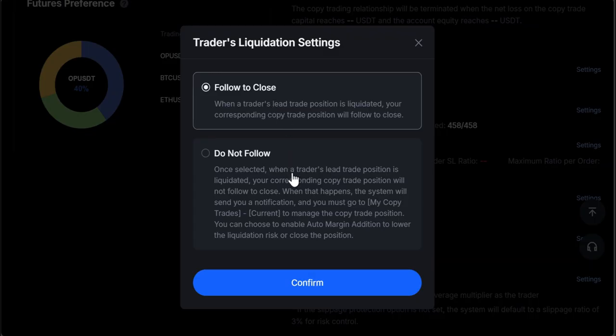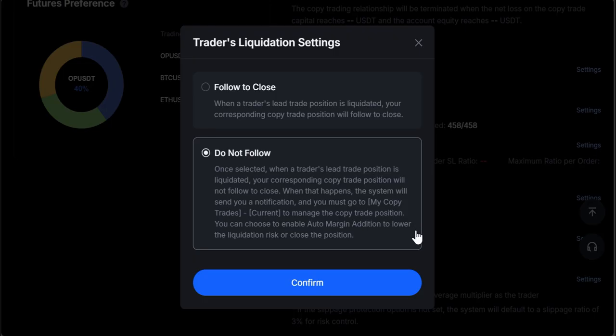But if you choose do not follow, when a trader's lead trade position is liquidated, your corresponding copy trade position will not follow to close. The system will send you a notification and you must manually adjust your margin or close it completely.